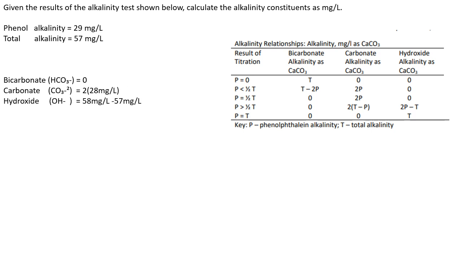So we did our brackets first. Now you have bicarbonate is still 0. Your carbonate alkalinity is 2 times 28 milligrams per liter, and your hydroxide alkalinity is 58 minus 57 milligrams per liter. So you have bicarbonate alkalinity of 0, your carbonate alkalinity of 56 milligrams per liter, and your hydroxide alkalinity of 1 milligram per liter.